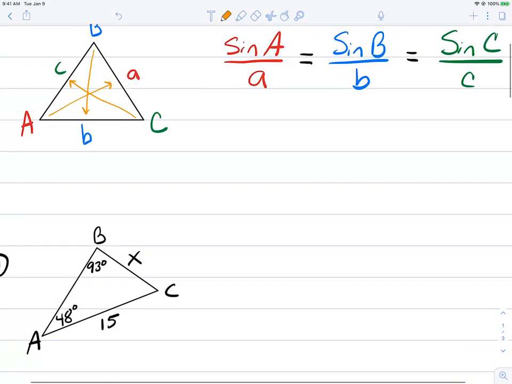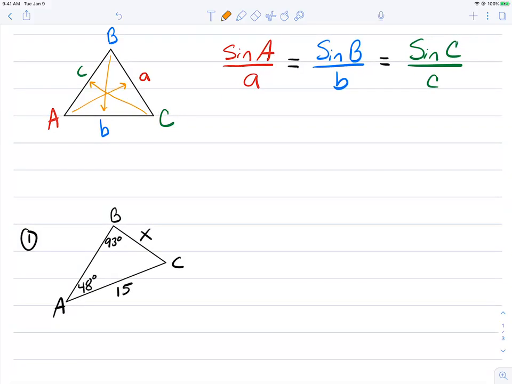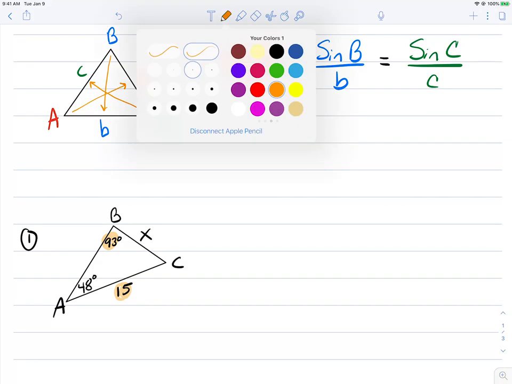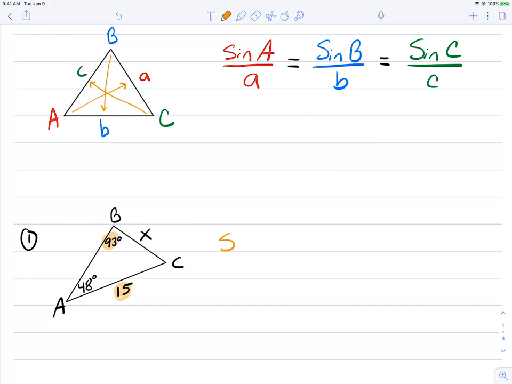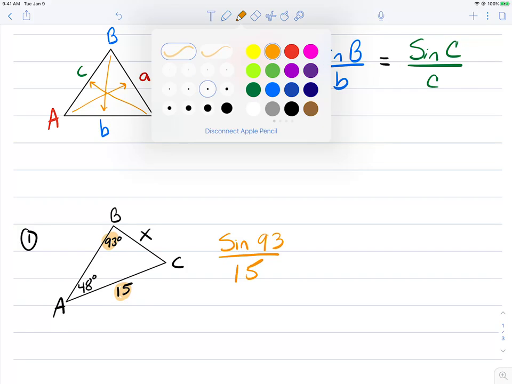So let's look at problem number one. So on here we have angle A is 48 degrees, its opposite side is unknown. Angle B is 93 degrees and its opposite side is 15. So if we first started off with the 93 degrees and the 15, because we know all of that, we can write that the sine of 93 over 15. So that's our first ratio.